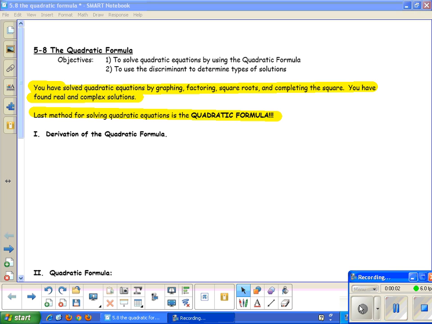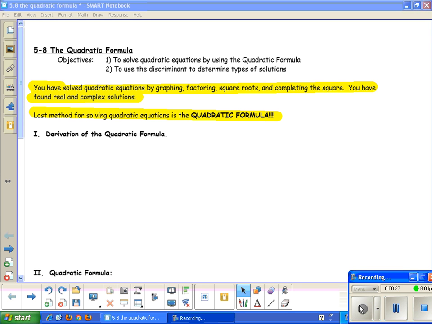Section 5.8, the quadratic formula. We're going to solve quadratic equations using the quadratic formula, and we're going to use a discriminant to determine the types of solutions. So we have solved quadratic equations by graphing, by factoring, square roots, and also by completing the square. We have also found real and complex solutions using these methods.